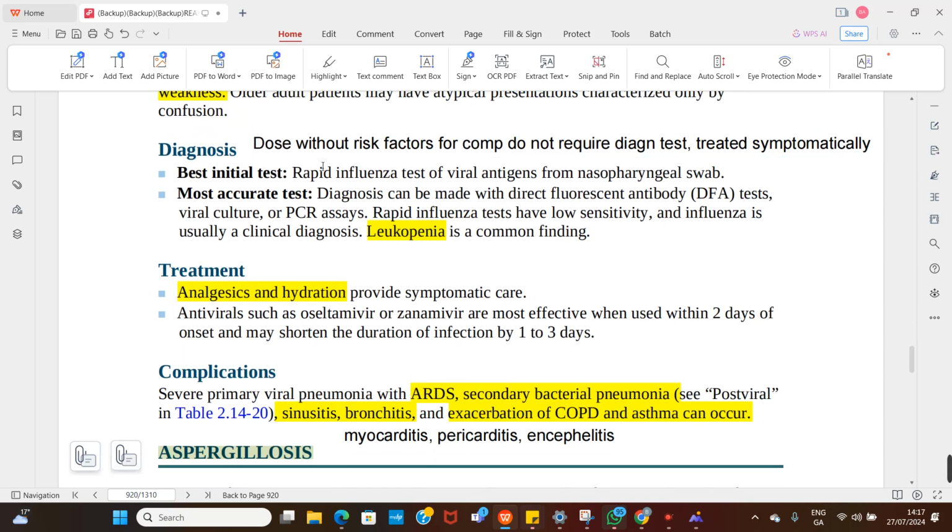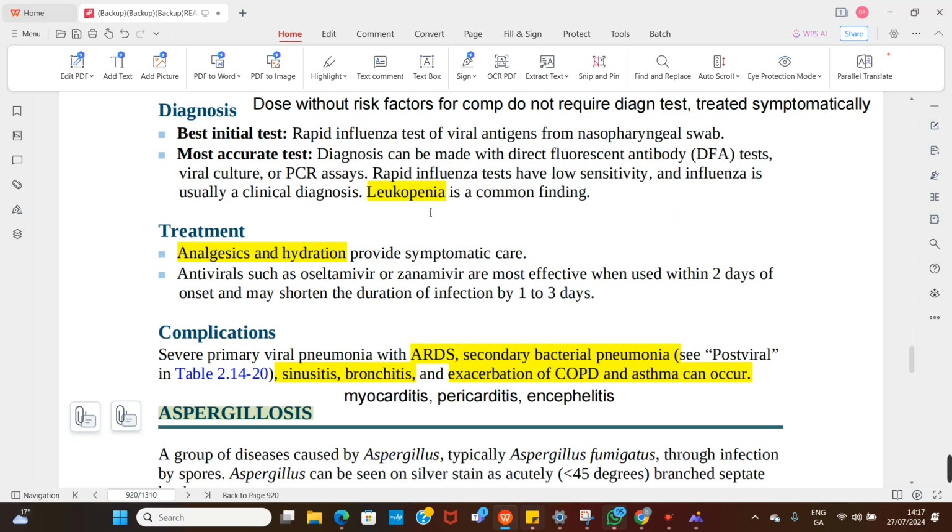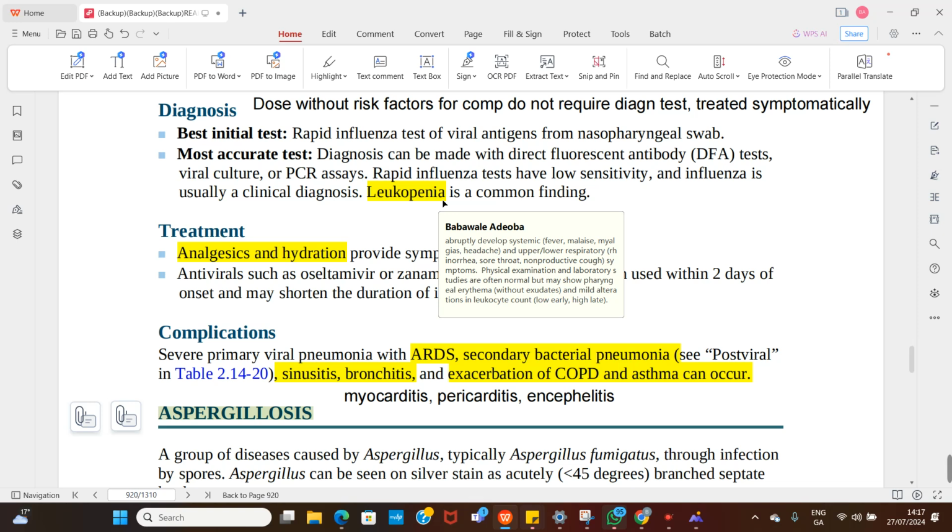So it's a clinical diagnosis, but you can do a rapid test to make your diagnosis. And sometimes you might need to do a viral culture or PCR. That is not going to be tested. Just know that it is a viral diagnosis. It is a clinical diagnosis. So leukopenia is a common finding at the early stage, but later you would start having leukocytosis.